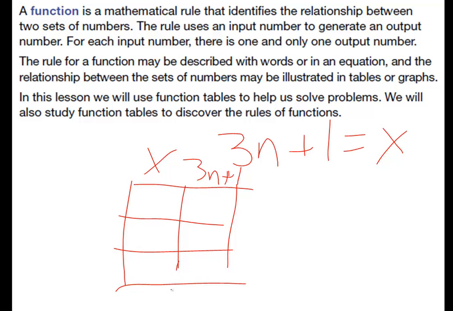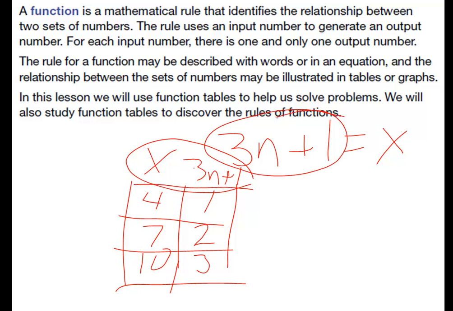these in. And if we put a 1 here, that means 3 times 1 is 3, plus 1 is 4, so x would be 4. If n is 2, 3 times 2 is 6, plus 1 is 7. If n is 3, 3 times 3 is 9, plus 1 is 10. This is what we're talking about here with our functions and our rules of functions.